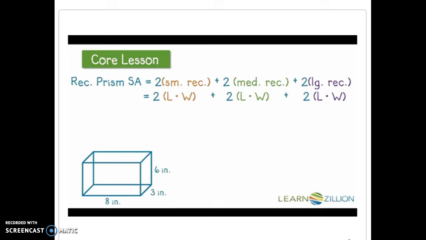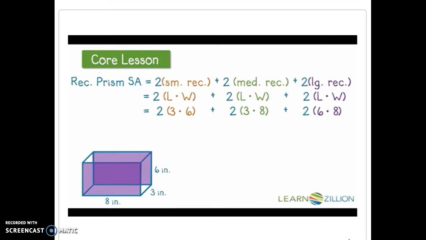I'm going to put in actual numeric values in place of the L's and the W's. If we look at this pinkish, orangish rectangle, we can see that it is 3 inches by 6 inches. So I'm going to go ahead and make that substitution. Next, I see that my green rectangles, if I look real closely, have dimensions of 3 inches by 8 inches. So I'm going to make that substitution. And the final substitution I make is for my large purple rectangles, and those are 8 inches by 6 inches, or 6 by 8. That was really the hardest part right there.